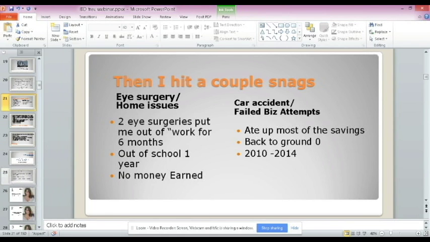Then I hit some snags. So I had an eye surgery, and there were things going on at home. I was out of school for a year. There wasn't any money being earned. I couldn't go to school. I couldn't work. My eye was messed up. I ate up most of my savings, and I found myself back to ground zero.